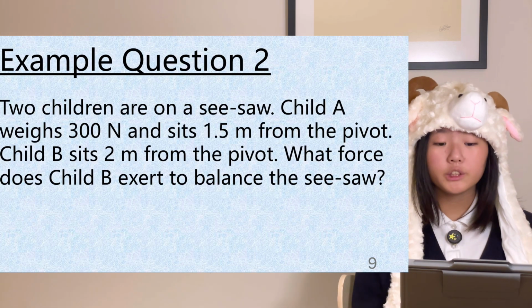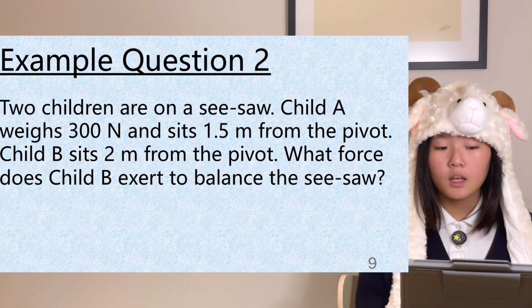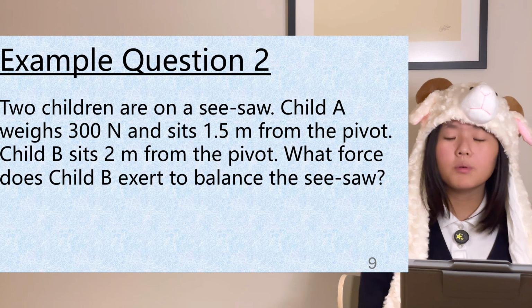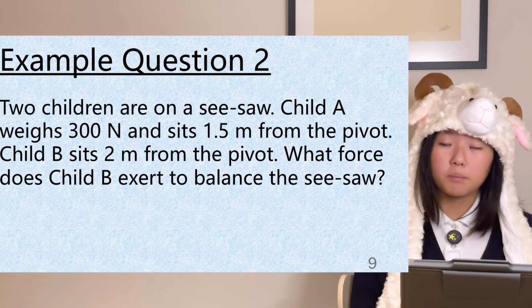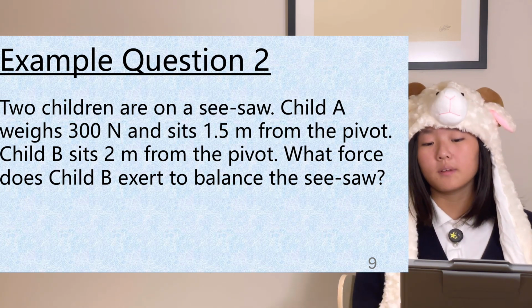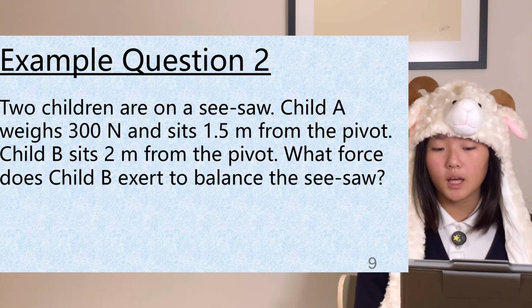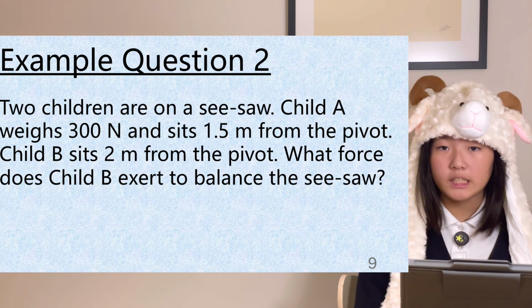Number 2. Two children are on a seesaw. Child A weighs 300 newtons and sits 1.5 meters from the pivot. Child B sits 2 meters from the pivot. What force does child B exert to balance the seesaw?